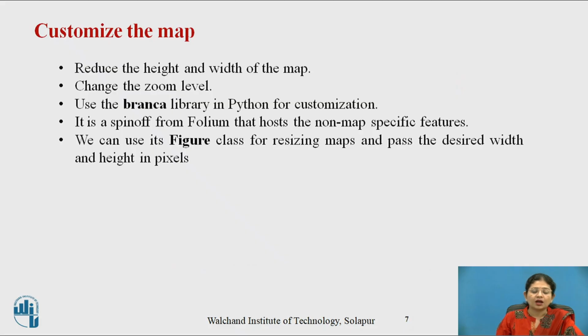Now let's see customization of the map. To customize the map, we need to reduce the height and width of the map and change the zoom level. We can use the Branca library in Python for customization. It is a spin-off from Folium that hosts the non-map specific features. We can use the Figure class for resizing the map and pass the desired width and height in pixels.